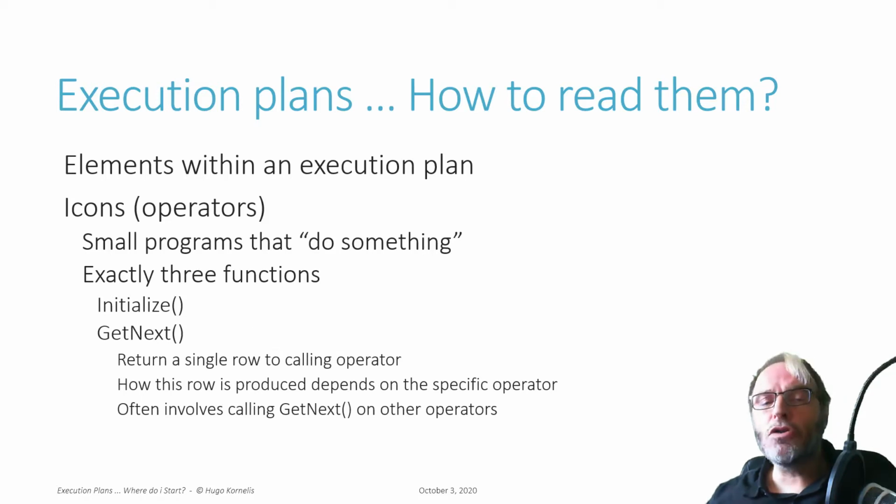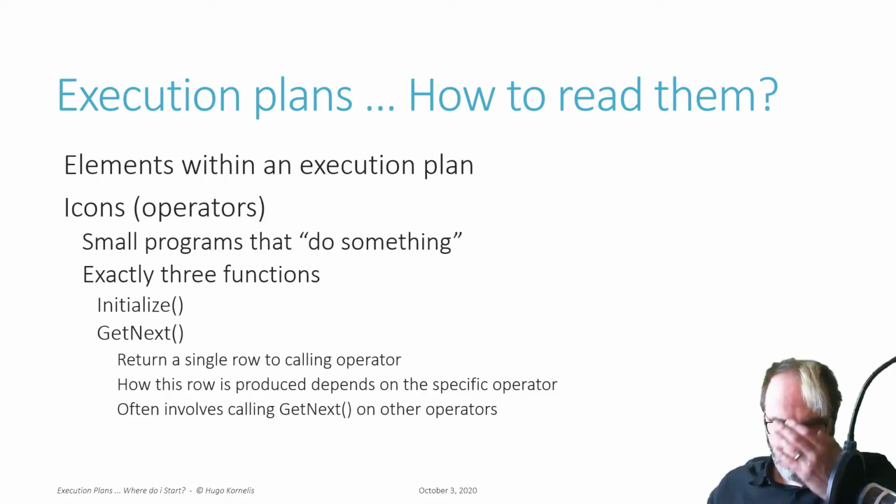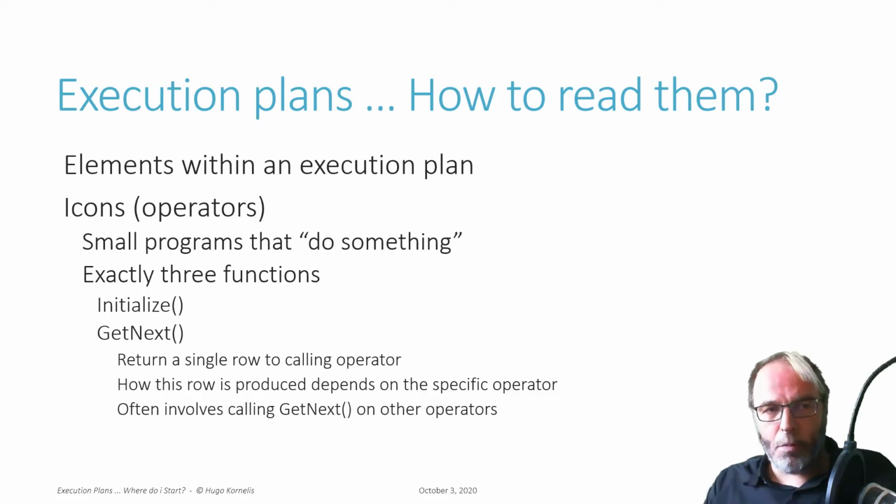The most important call to an operator, the one that you will almost always focus on when trying to understand an execution plan, is the get next. What get next does is return a single row to the calling operator. So when an operator calls another operator with the get next, and it needs to return a row, that means that the operator has to produce that row, and in most cases, in order to produce that row, it has to ask other operators to return rows to it.